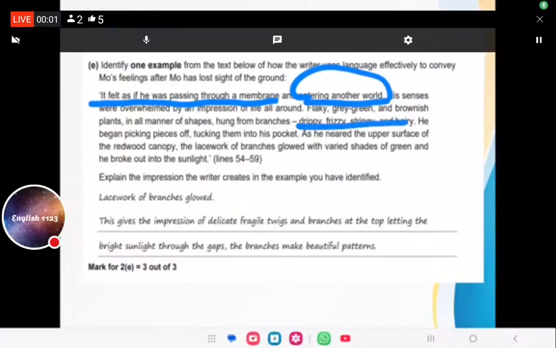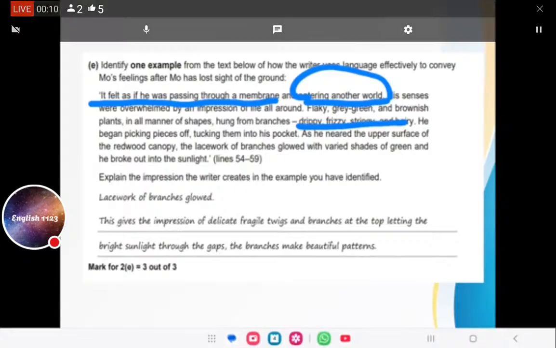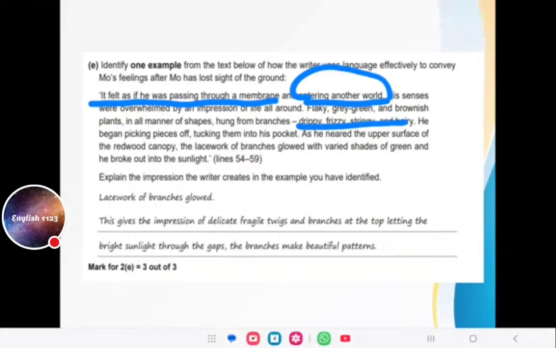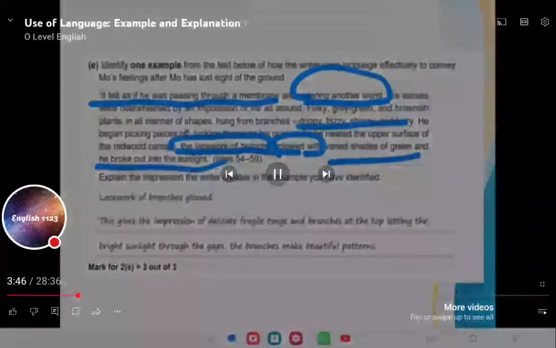This example was also then explained: he began picking pieces of, tucking them into his pocket as he heard the upper surface of the redwood canopy. The lacework of branches, that is another example. The lacework of branches can be one example. And this word glow can also be one example. How the branches were glowing, varied shades of green. That can be another example that we can choose. He broke out into the sunlight. That can be one more example.